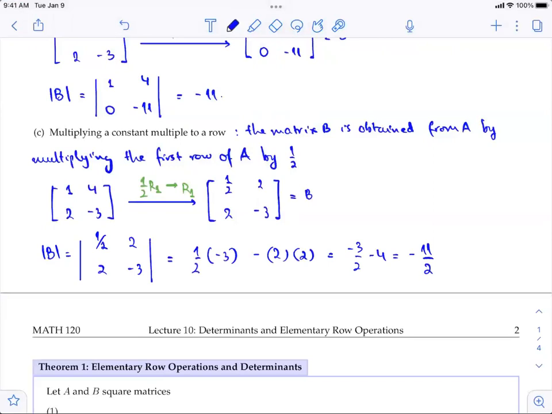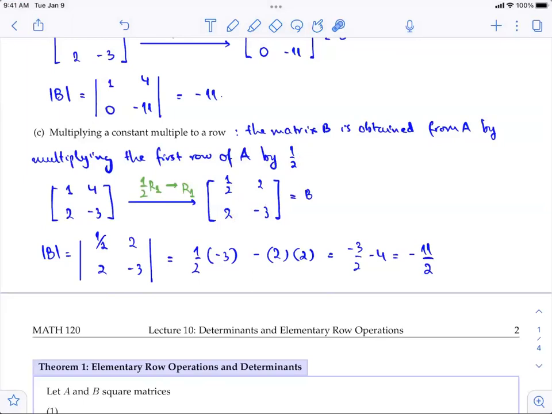So for this particular case, what we notice is that when you multiply the first row or the second row, or any row for that matter, of the given matrix by a non-zero constant, you obtain a new matrix. The determinant of this new matrix is equal to that constant that you multiplied times the determinant of the original matrix. So that's the third notice that we have.